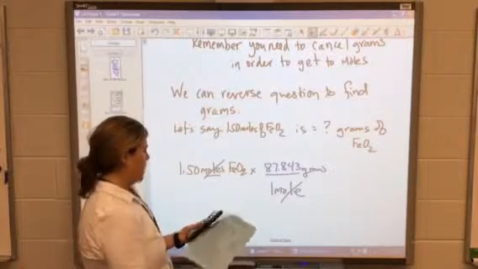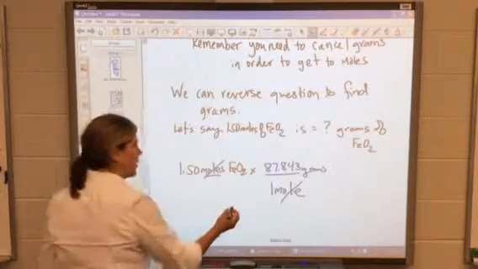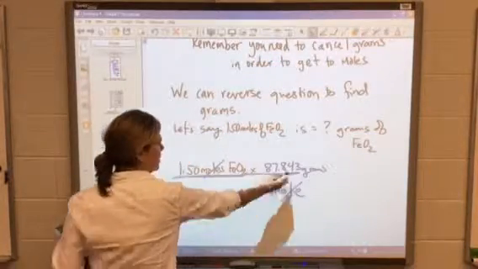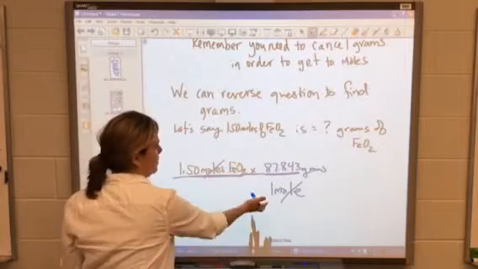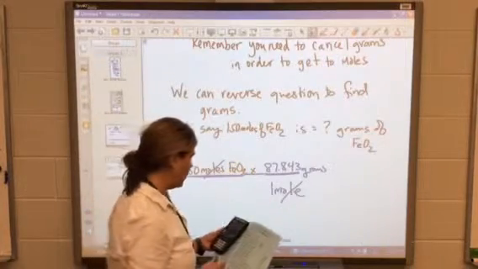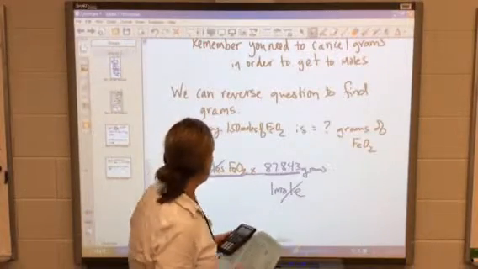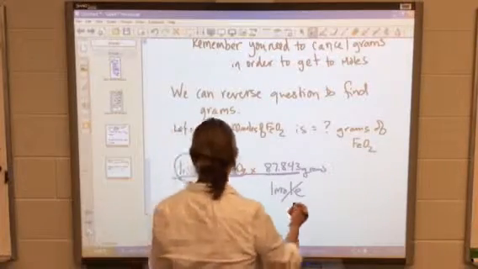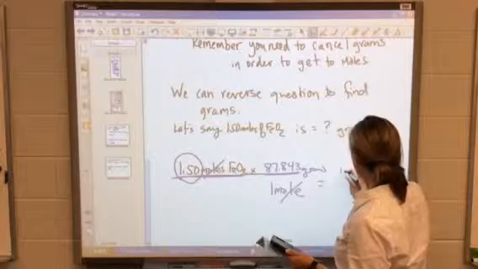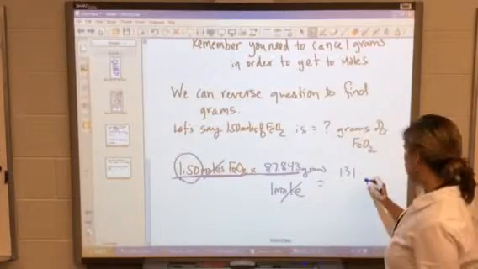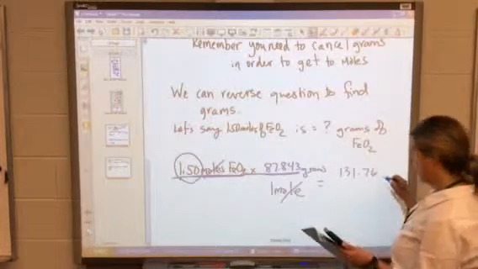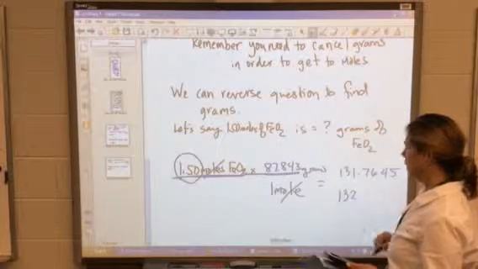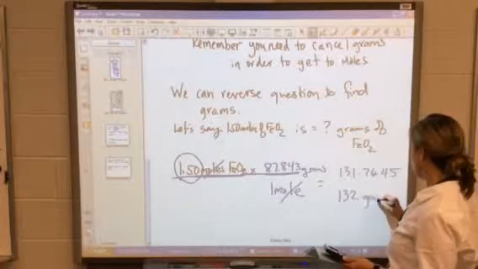87.843. What you also need to note is you see this as a continual line. So this operation must go first. If we were to do this, then we would say divided by 1, but we all know what would happen there. So how many significant figures do we need? It looks like we need 3. So this answer is 131.7645. We're going to round this to 132 grams.